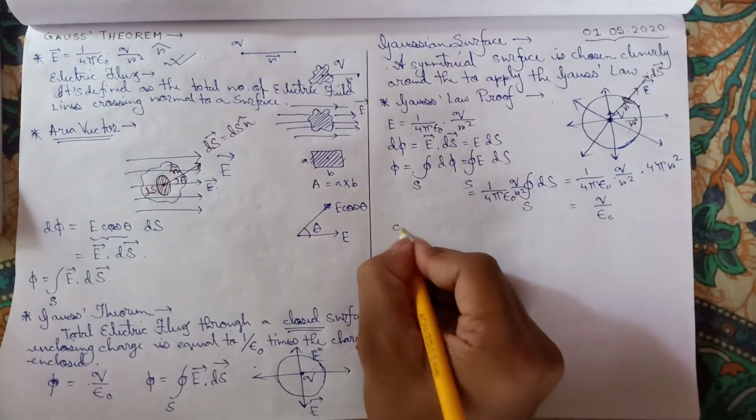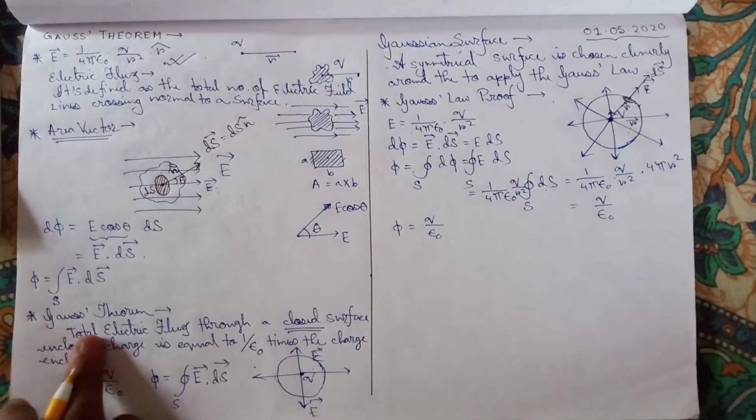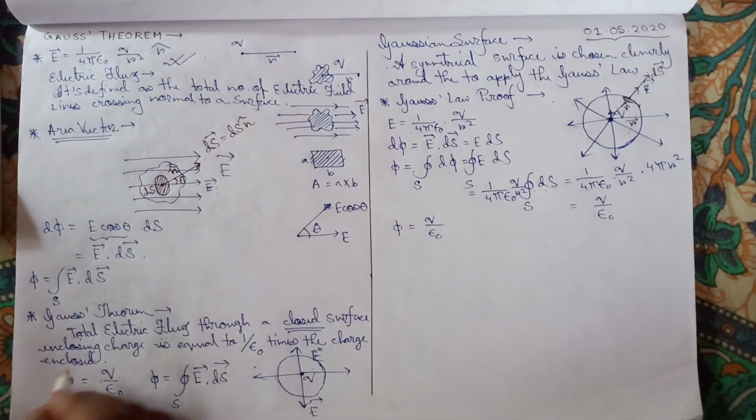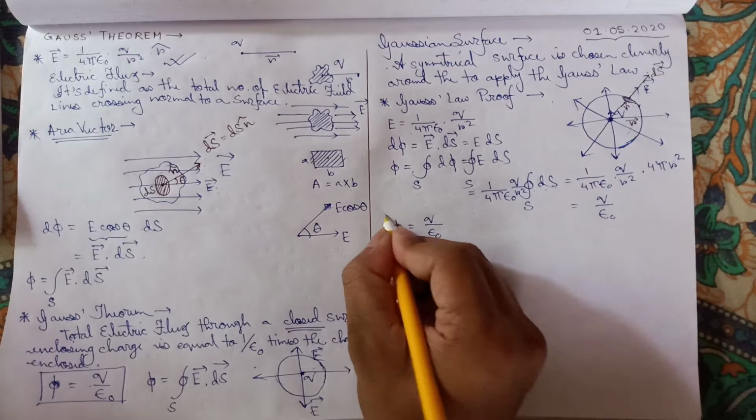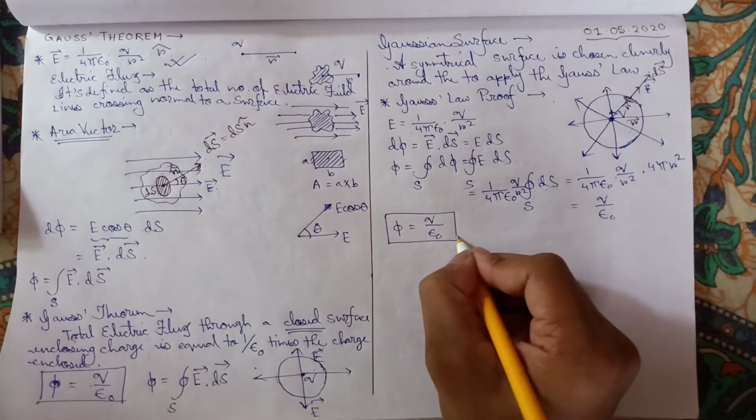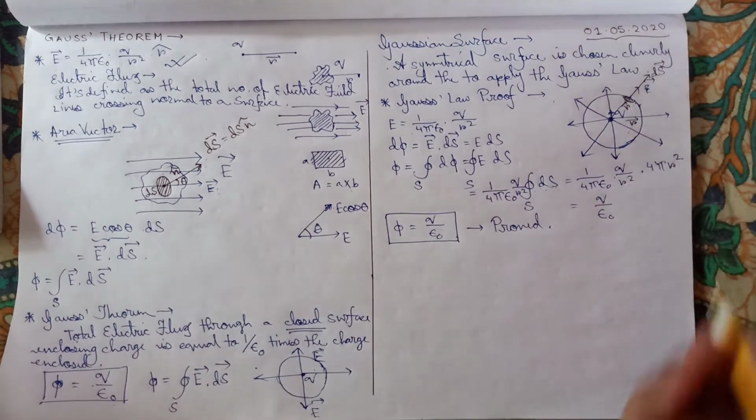So what is the flux? Phi equals q by epsilon naught. Let's look at the Gauss theorem. It is the Gauss theorem, right? So the Gauss theorem is proved.